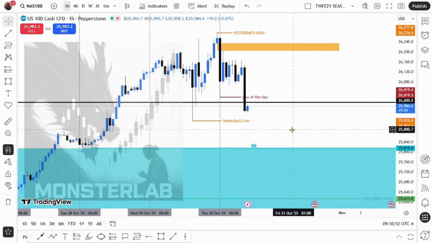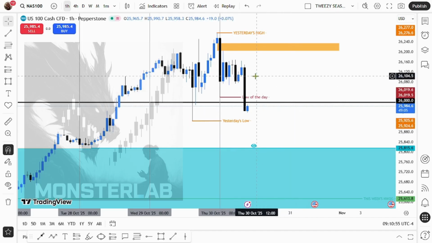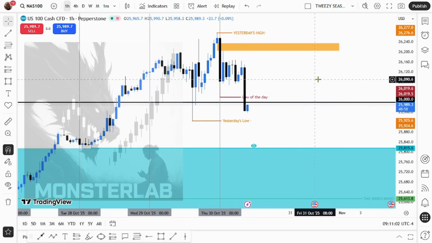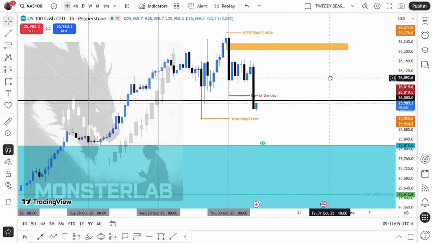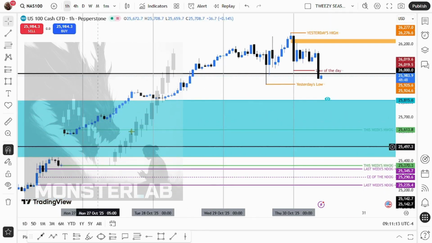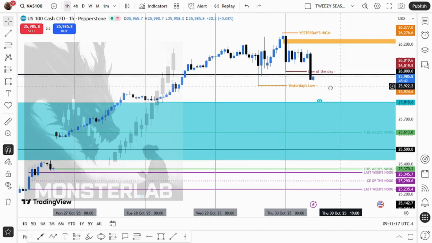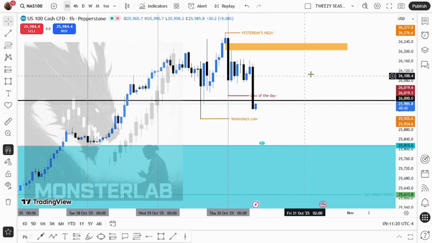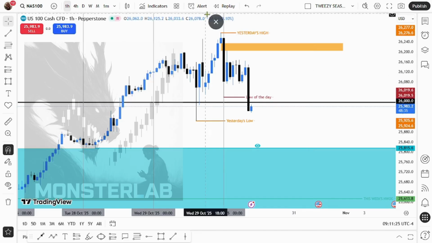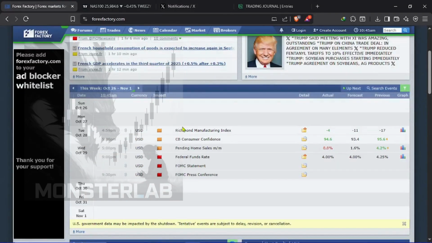Price might reach for the daily blue fair value gap below price, and maybe start rallying and reach for the 1 hour orange fair value gap, as you can see, and maybe reach for yesterday's high. But I'm not expecting higher prices today. My bias is bearish. I want to see price reach for the daily blue fair value gap only, and I'll be satisfied for the day. Not expecting too much today.